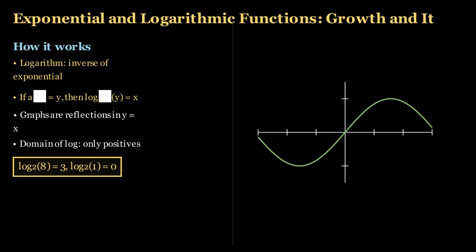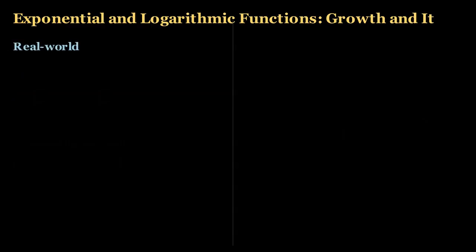We set up the equation, 100 times 2 to the t equals 1 million. First, divide both sides by 100 to isolate the exponential. 2 to the t equals 10,000. Now we need the inverse. The logarithm base 2 undoes the 2 to the power. So t equals log base 2 of 10,000.